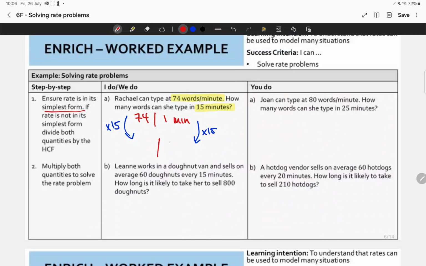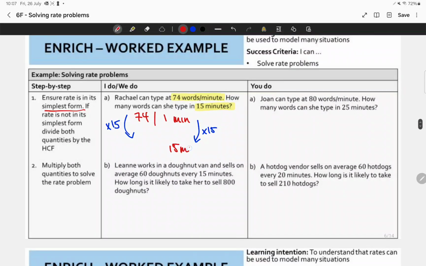So it's going to be 15 minutes. And if we do 74 times by 15, she will have typed 1,110 words in 15 minutes, okay? I'll rewrite this just so it's a little bit clearer.